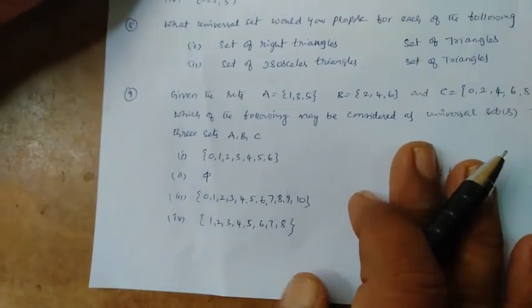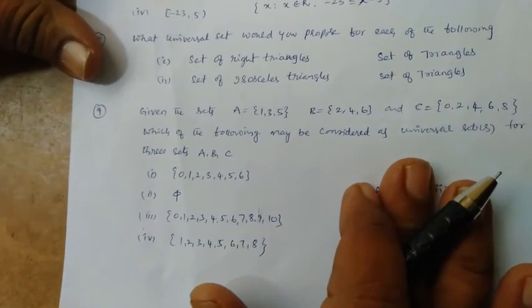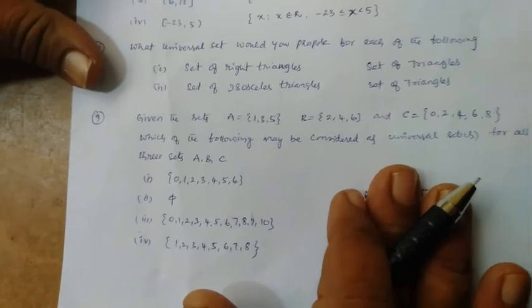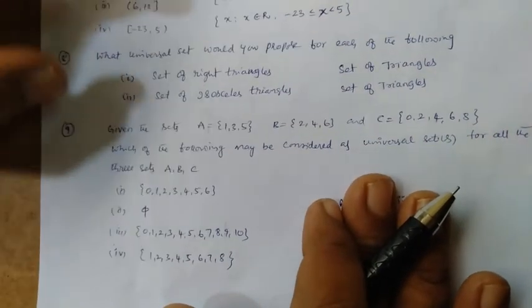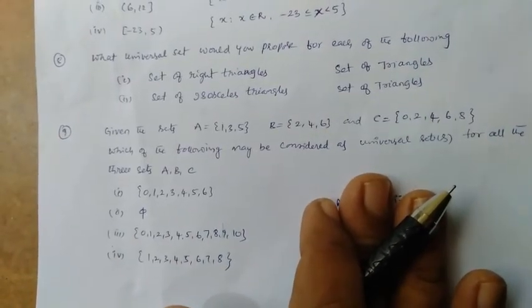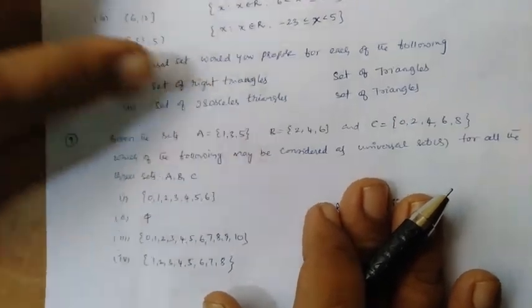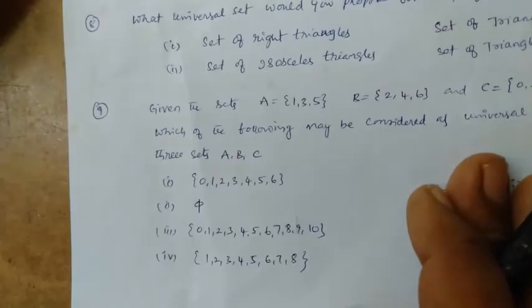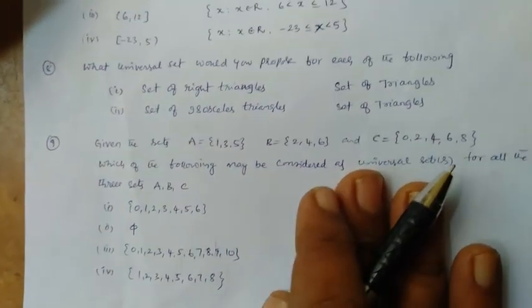Next one, coming to the last problem, ninth problem. Given the sets A {1, 3, 5}, B {2, 4, 6} and C {0, 2, 4, 6, 8}, which of the following may be considered as universal sets for all the three sets A, B, C? So we have to identify the universal set for the above three sets. The options given are: 0, 1, 2, 3, 4, 5, 6; null set; 0 to 10, all the elements; and 1 to 8. Just identify the correct answer and tell the answer. So this is the end of the exercise.